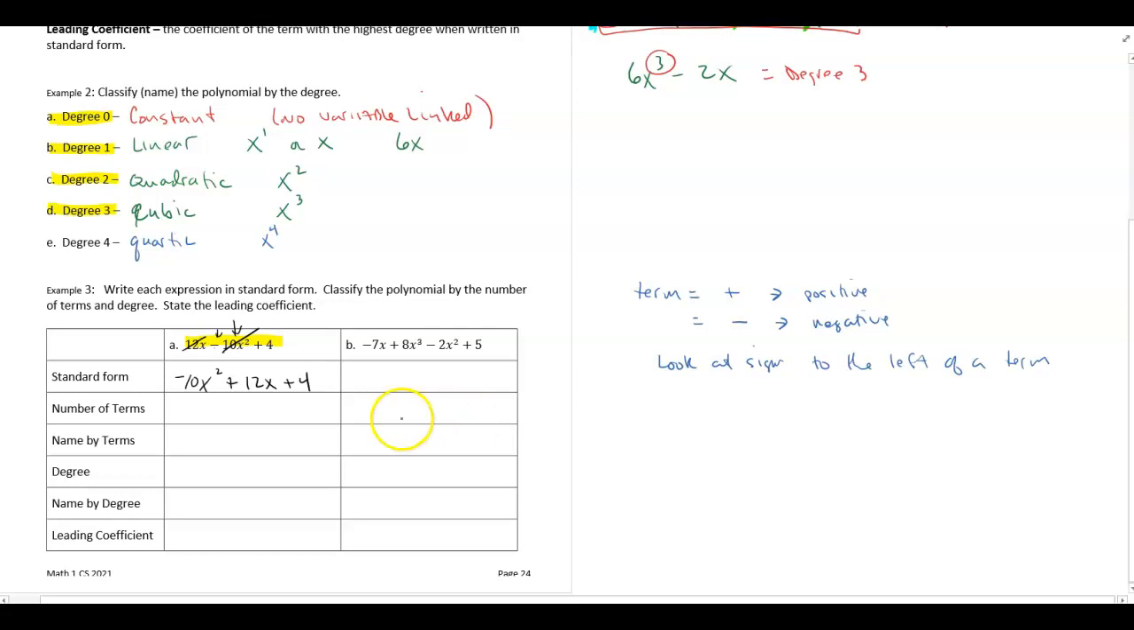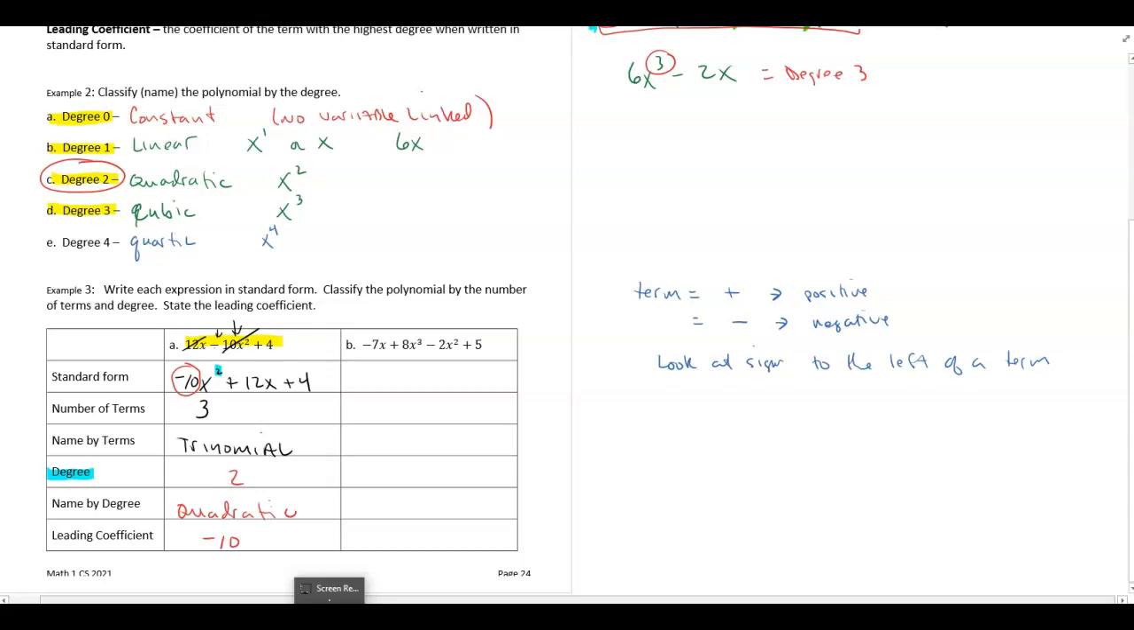How many terms does this have? If I look, there's 1, 2, 3 terms. And the name by terms then would be a trinomial. Now the degree. When we talk about the degree, I look for the highest exponent when written in standard form, and that's exponent 2. So the degree of this is 2, which means the name by the degree, if it's a degree 2 polynomial, I know it's going to be a quadratic. And if I look at the leading coefficient, the first term after it's written in standard form, that leading coefficient is negative 10.